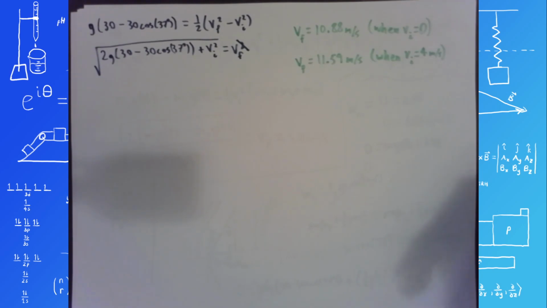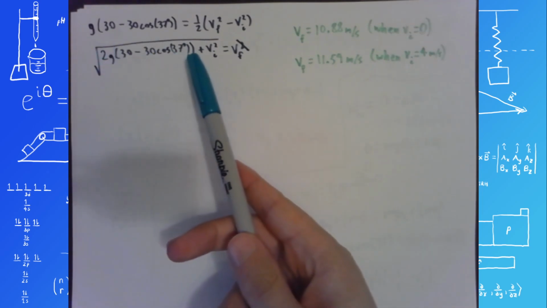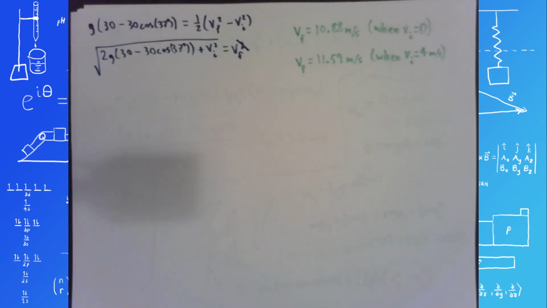Well, I guess you could argue that with a shorter vine, this 30 minus 30 cosine 37 is going to be so much smaller that your final speed at the bottom of the swing is going to be really close to your initial speed because there's barely going to be any height change. In fact, if the vine is short enough, you might not even experience a height change at all.